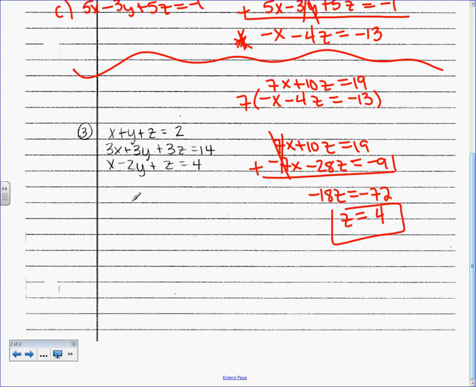So eliminate, people. I'm going to plug it. The second one looks easy. I guess the top one's fine too. It doesn't matter. Where do you guys want to plug it in, those of you that are doing it with me? A second one. So I have negative x minus 4z equals negative 13. So that's negative x minus 16 equals negative 13. Add the 16. So negative x equals a positive 3. So x equals, it looks like, negative 3. Is that what you guys got?